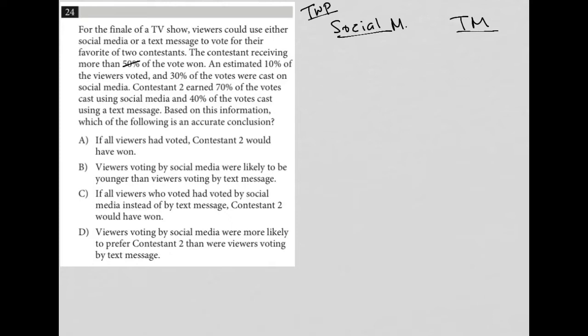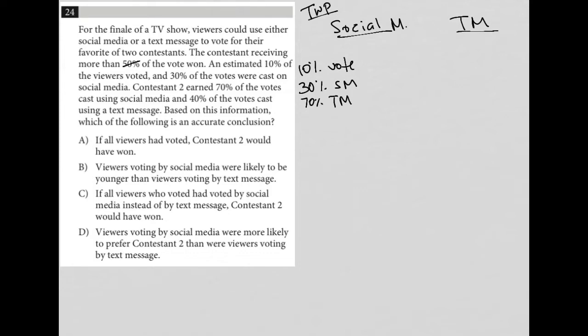An estimated 10% of the viewers voted. Okay, so that's important to know. So however many viewers there were, only 10% voted. So I'll write that down. So 10% vote. And 30% of the votes were cast on social media. All right, so 30% social media, which means that 70% were through text message, right?